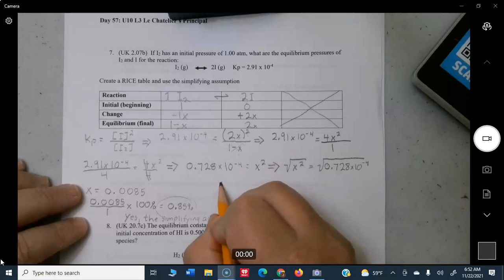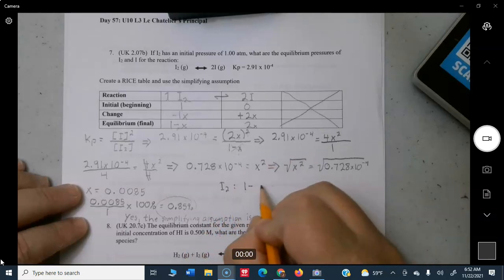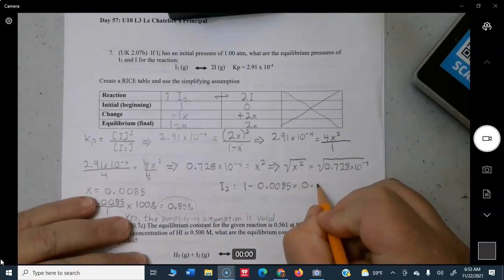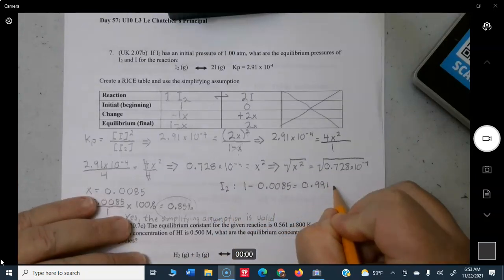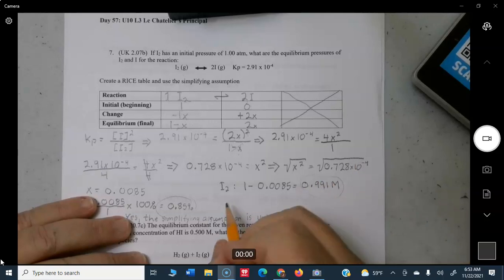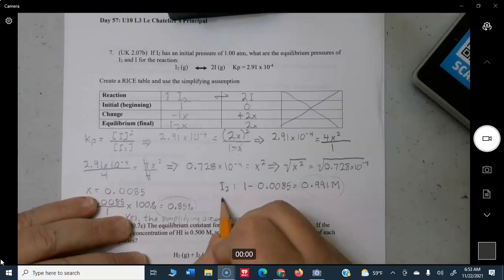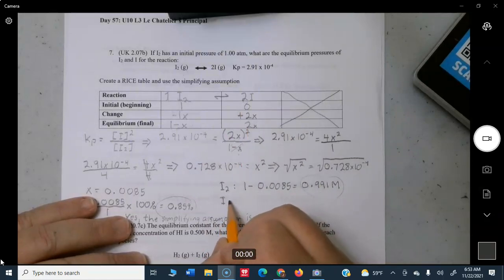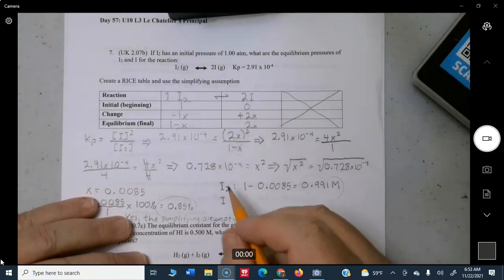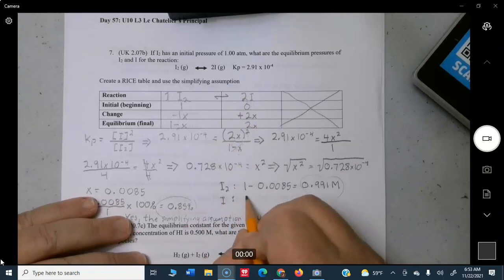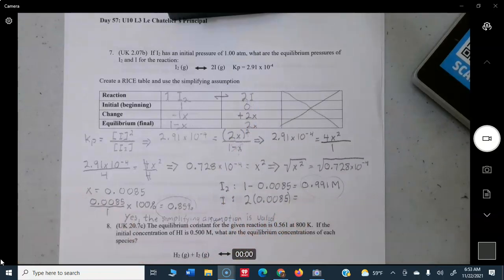So for I2, it's going to be 1 minus... That gives us this. And it's a concentration, so it's molar. For I, you don't say 2I, it's just the concentration of I. It just happens to be 2I in this particular reaction. And you notice I am always very cautious.